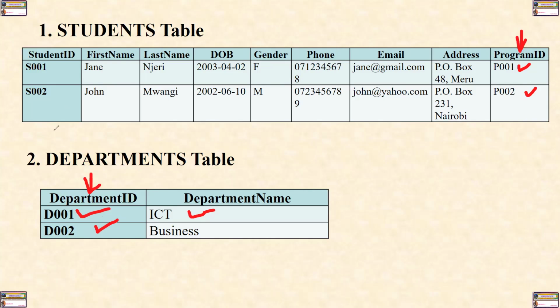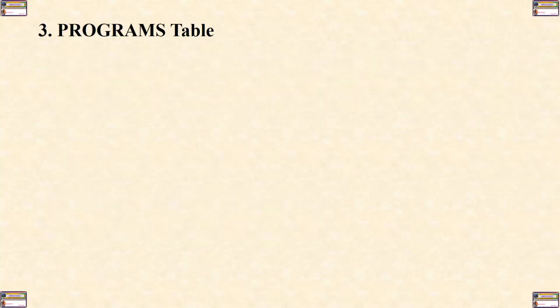So, my dear students and the rest of the learners, kindly note that when you are normalizing your tables to second normal form, other than reclassifying the fields that are written together, we also add a field, one, to help uniquely identify the records in those tables. And number two, we also add a field which can act as a linking field to connect to information in another table. Very important.